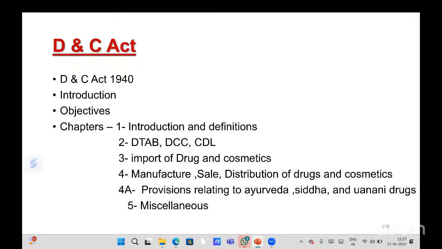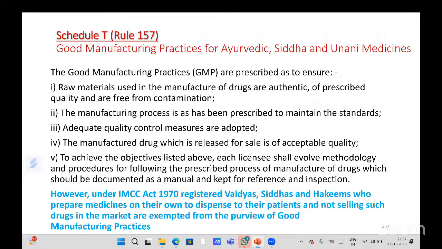Coming to Schedule T as per GMP. They may also ask this under syllabus point number 1: Rasashala as per GMP or Schedule T. These are the good manufacturing practices for Ayurvedic, Siddha and Unani formulations, the criteria that should be followed as per Schedule T. GMP are prescribed to ensure that raw materials used in the manufacture of drugs are authentic, of prescribed quality and free from contamination.